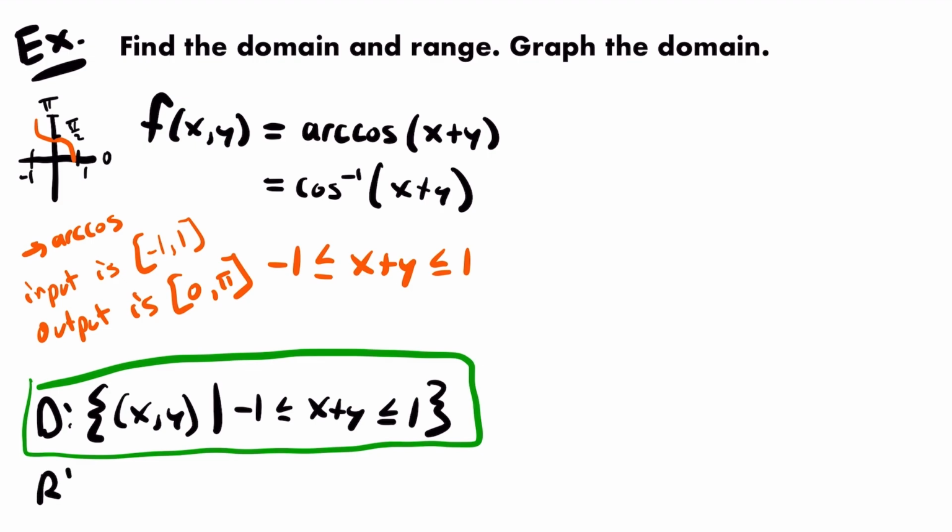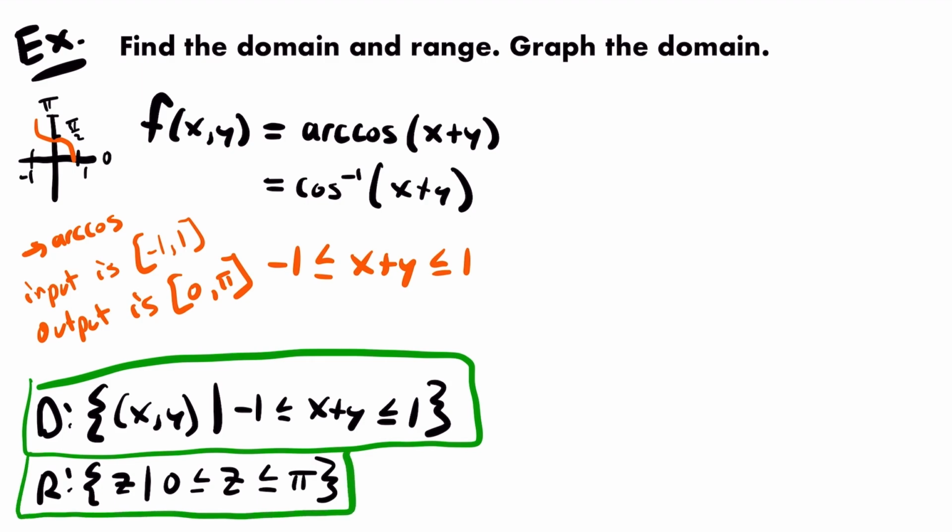It's still going to be values between 0 and pi. So the range would be the set of all values of z such that 0 is less than or equal to z, which is less than or equal to pi. All right, it can output any values of z between 0 and pi, including those two values. And so that would be the range of this function.